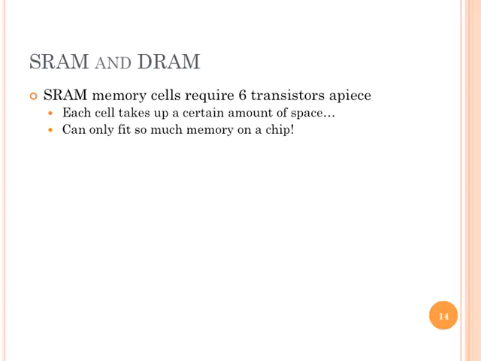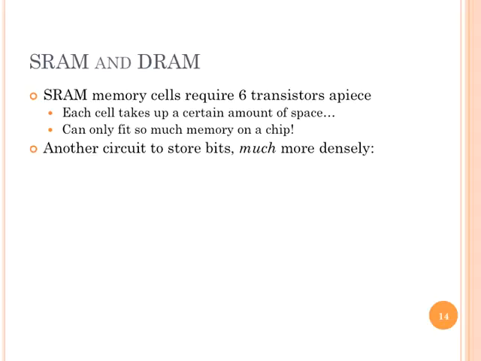Now SRAM is cool. We like it because it's fast to access, takes up a little bit more power, but these little cells with 6 transistors apiece do take up a little bit of space, and so there's only so much static RAM that you can actually fit onto a chip. And so there are other circuits that are sometimes used. In fact, there's one that's used very heavily, and that one would be dynamic RAM.